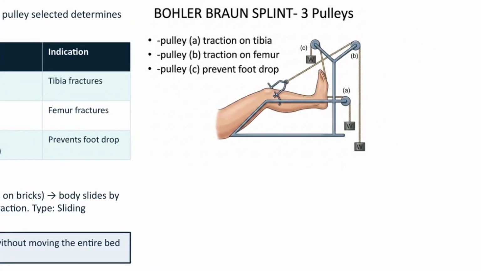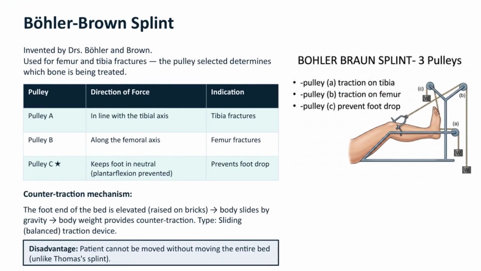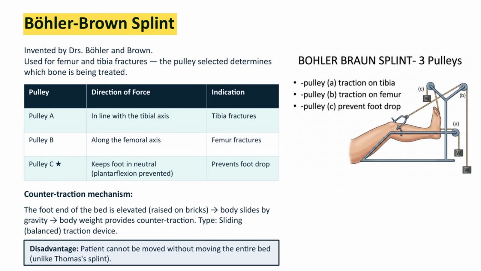Next, the Böhler-Brown splint, invented by doctors Böhler and Brown. It is used for femur and tibia fractures. The choice depends on which pulley is selected. The design: a splint with 3 pulleys. Let's go through each pulley.